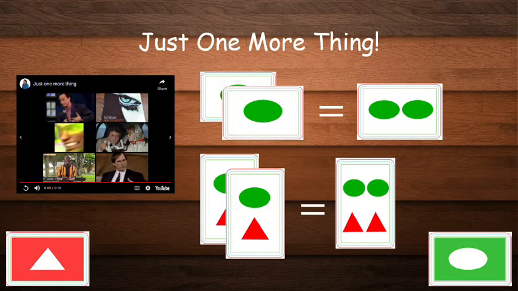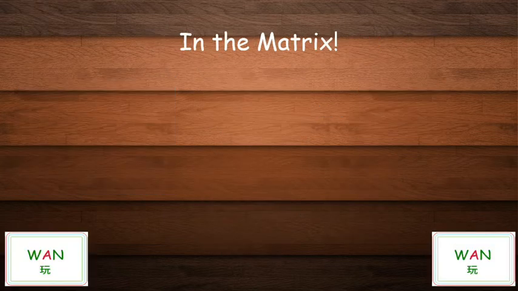Can you imagine the possibilities? What about two triangles? You can make a double triangle with it. Yes, absolutely. So any two identical cards on top of each other, you can make the double one.